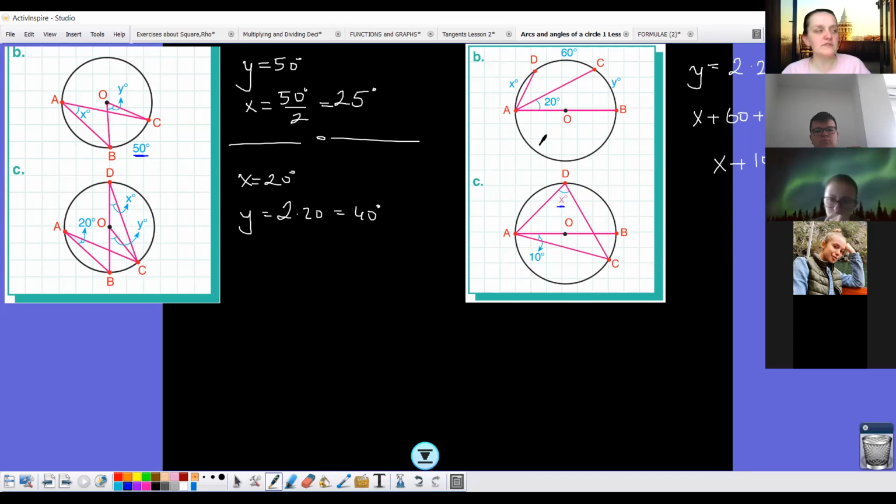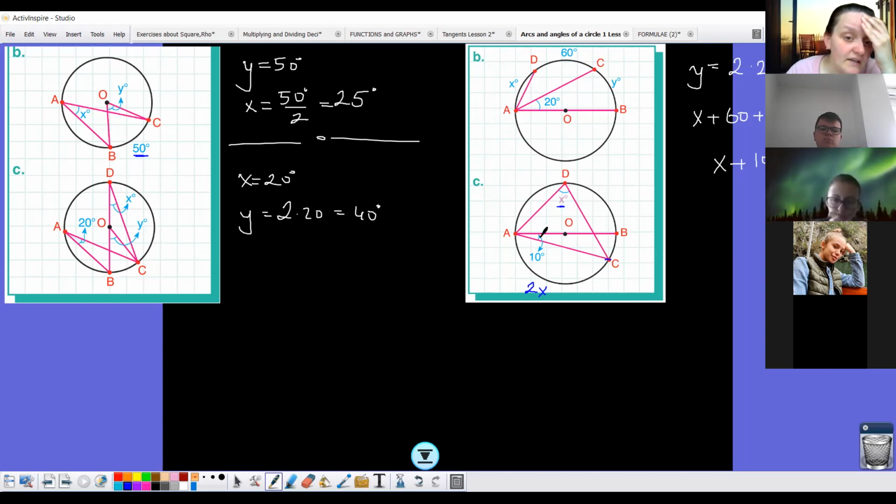The opposite arcs, let me say it like that, the arcs that these angles are intercepting. What we said is, if the angle is 20, the arc is 2 times the angle, so 40. So here I have an inscribed angle, and this arc from A to C will be 2 times the angle, 2x, this part. Am I right, Alexander? Yes.